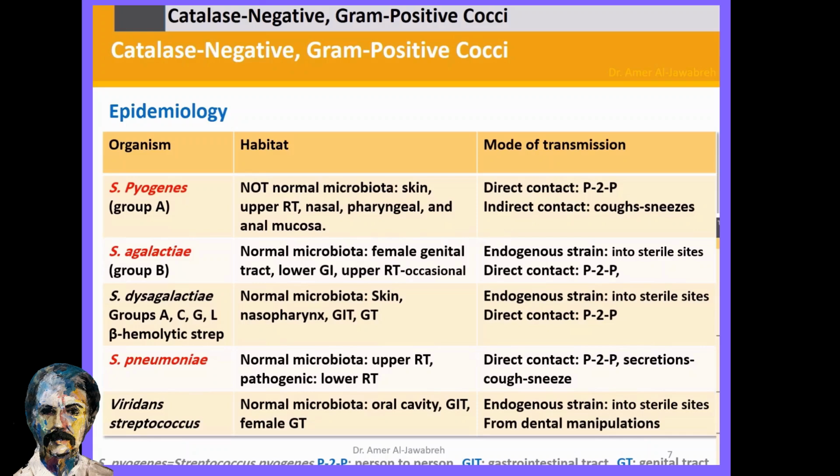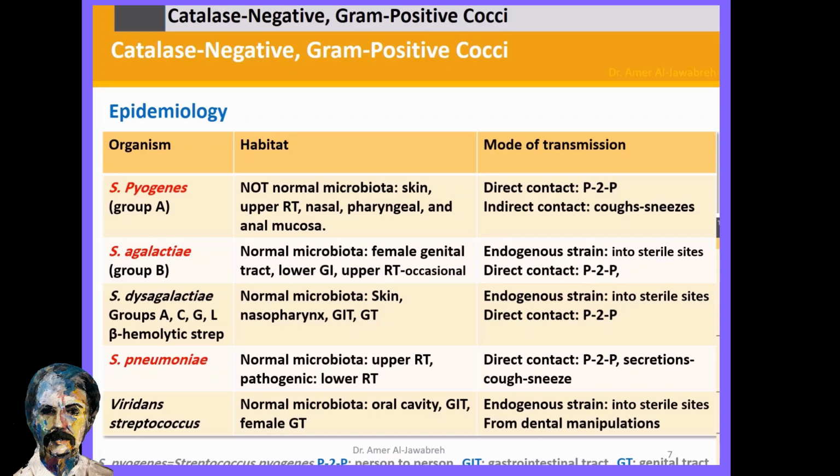Then agalactiae, group B. You can find it as normal flora. Female genital tract, vagina, lower GI, upper respiratory tract, occasional. Is this agalactiae the same, normal flora?